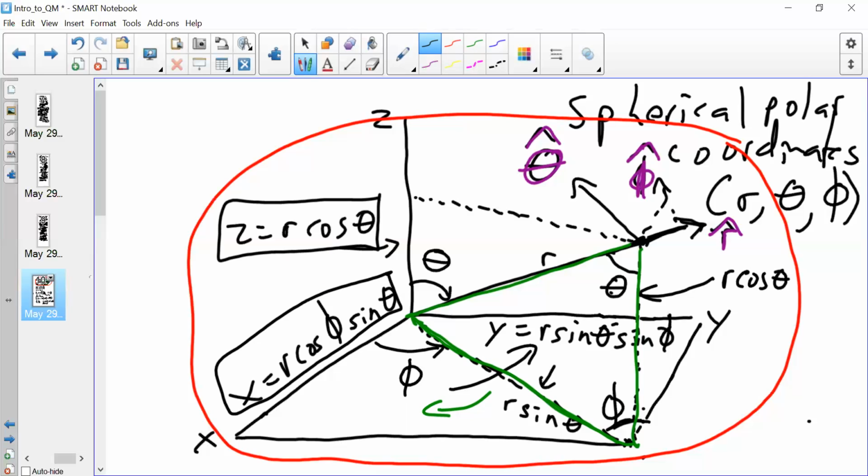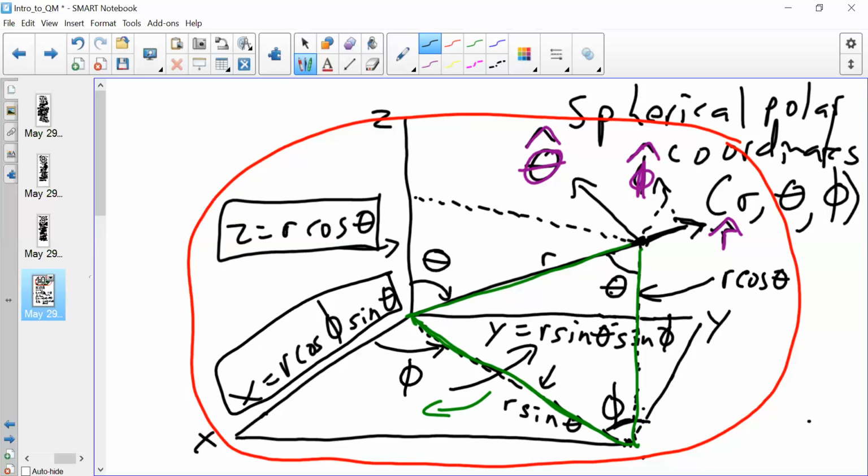We see that y is a combination of r sine theta. So we're just taking this r sine theta leg and we're either going to map it back to x or map it up to y. And if we map it up to y, then y is going to be equal to r sine theta sine phi. Remember phi is here. And then by alternate interior angles, phi is going to be over here.